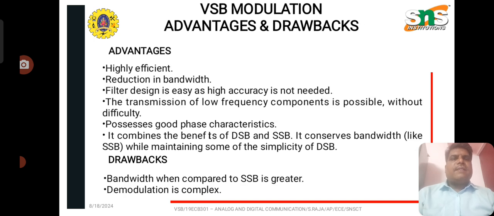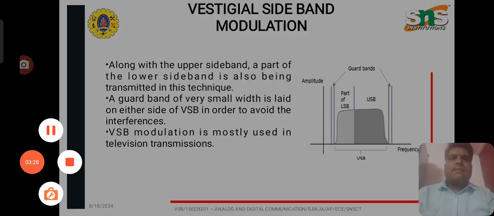Now let us see the advantages and drawbacks. The main advantages of VSB are that it is highly efficient, with a reduction in bandwidth. Filter design is easy as high accuracy is not needed. The transmission of low frequency components is possible without difficulty, and it possesses good phase characteristics. It combines the benefits of DSB and SSB. It conserves bandwidth like SSB while maintaining some of the simplicity of DSB. Drawbacks: the bandwidth is greater when compared to SSB, and demodulation is very complex.